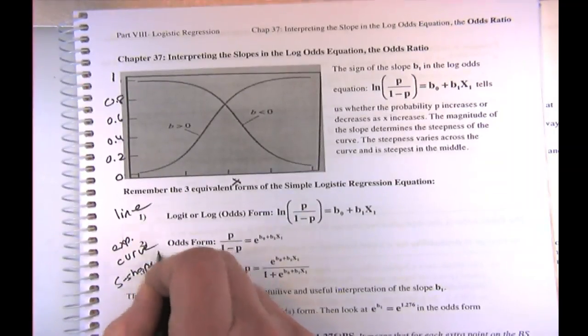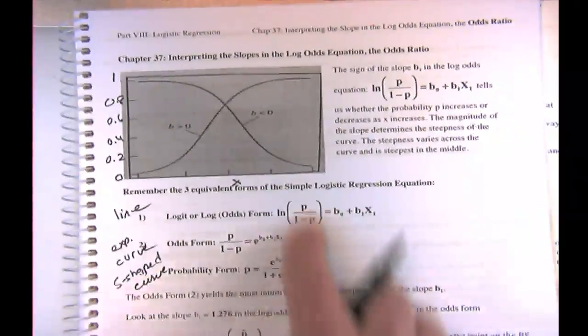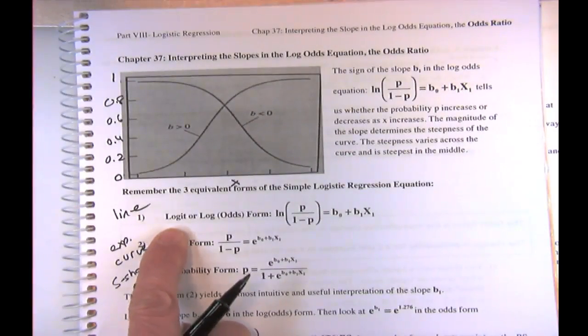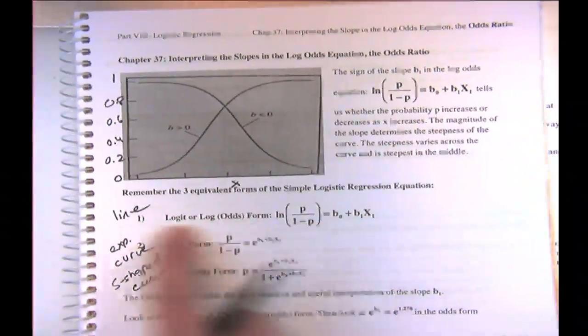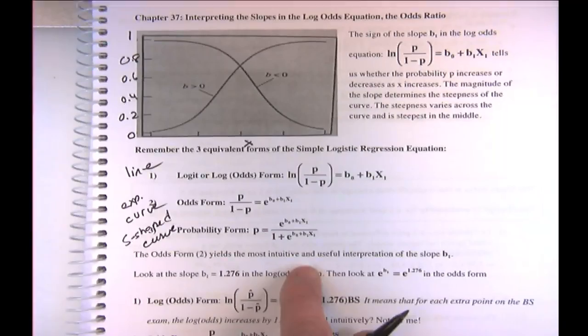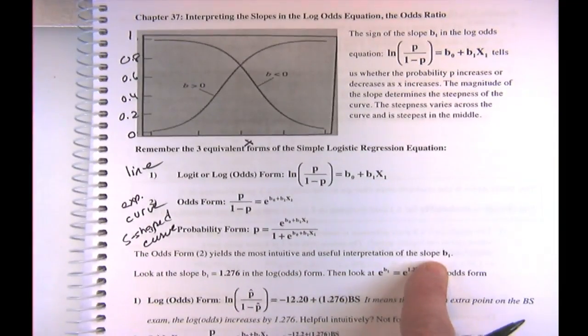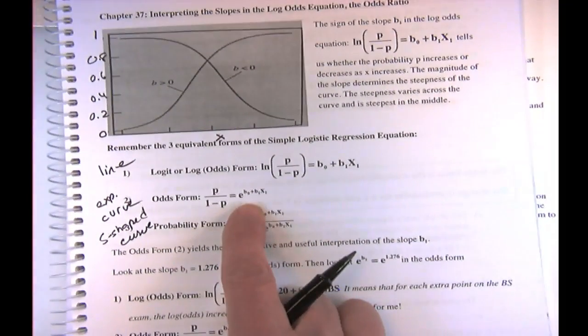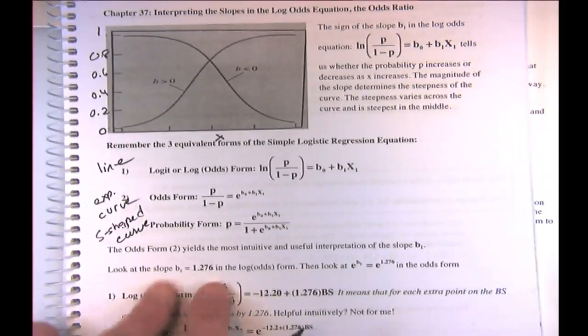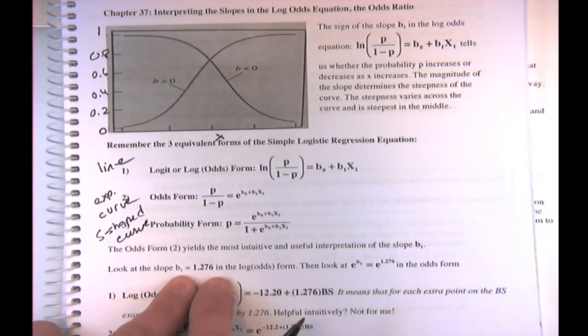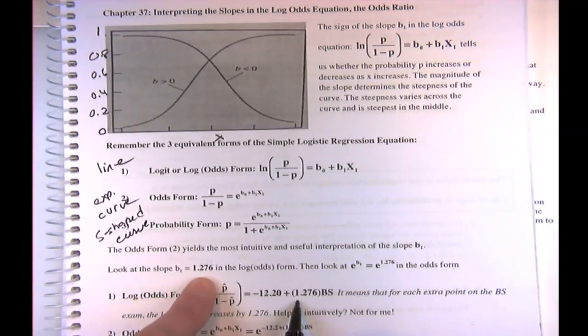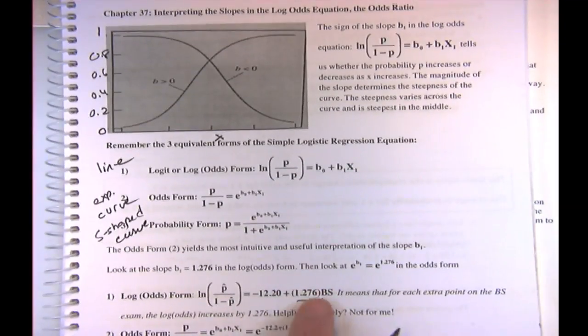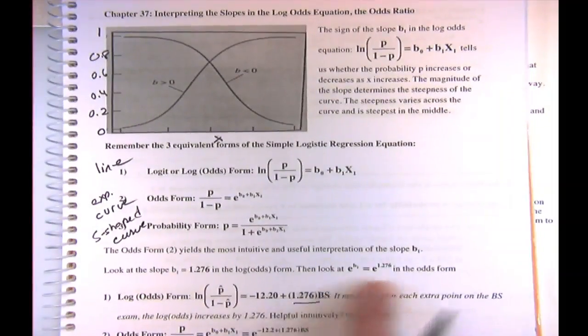Okay, so we have these 3 equivalent forms. This is called the logit form. That's what you'll hear people say, the logit form. This is the odds form and the probability form. And the odds form actually yields the most intuitive and useful interpretation of this slope here. This slope is most easily interpreted in this form. Let's look at this. This slope right here, in the log odds form. If we look at it in the log odds form, it's right here, and then in the odds form, all right.